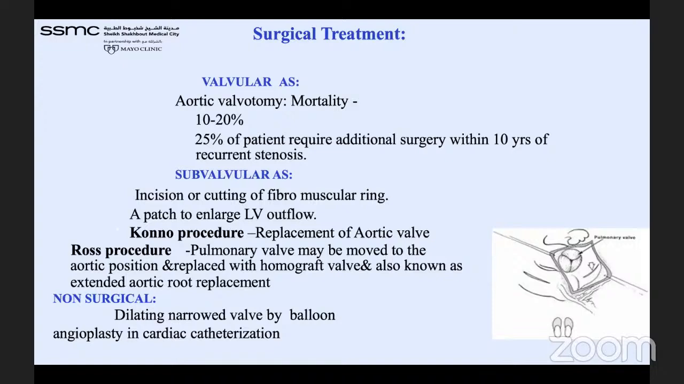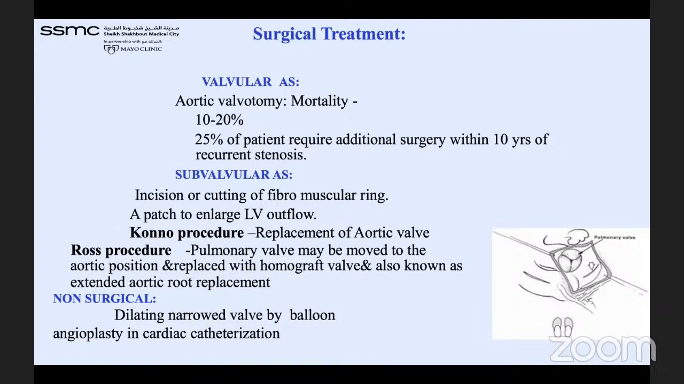And there are two procedures, the Konno procedure and the Ross procedure. I just put it for your information, just for your extra knowledge. Otherwise, it's okay. The non-surgical option is dilating the narrowed valve by balloon angioplasty. So most of the time nowadays, we call it non-surgical. By the way, we do this if it is a valvular stenosis. If it is subvalvular or supravalvular, then it's difficult to do that.